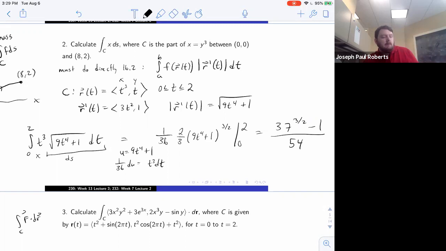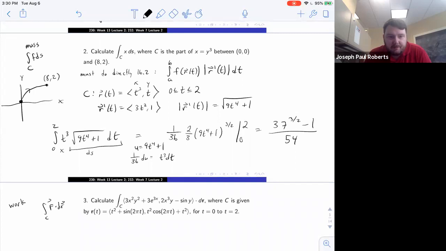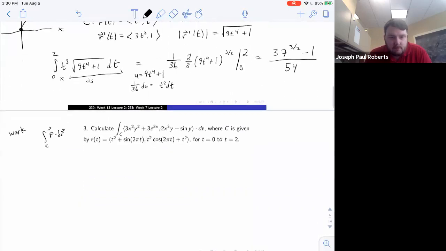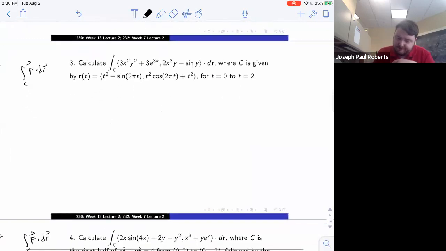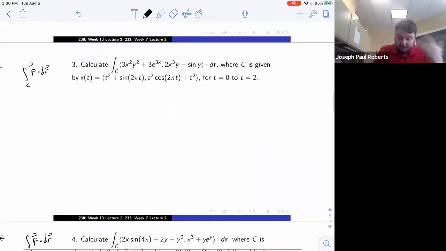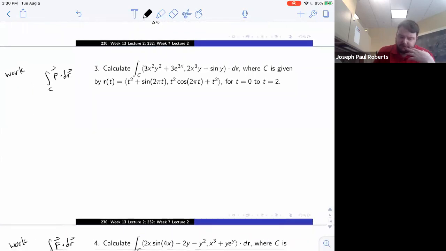All right. So scalar integrand, line integral, you don't have any shortcuts to think about. You just got to do something like this. Okay, next one. It's a work integral.